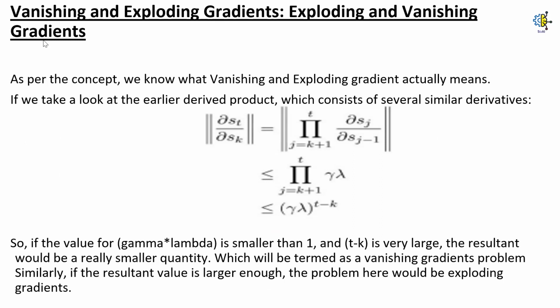As per the concept, we know what vanishing and exploding gradient actually means. If we take a look at the earlier derived product, which consists of several similar derivatives, if the value of gamma multiplied with lambda is smaller than 1 and t minus k is very large, the resultant would be a really small quantity, which will be termed as the vanishing gradients problem. Similarly, if the resultant value is large enough, the problem here would be exploding gradients.